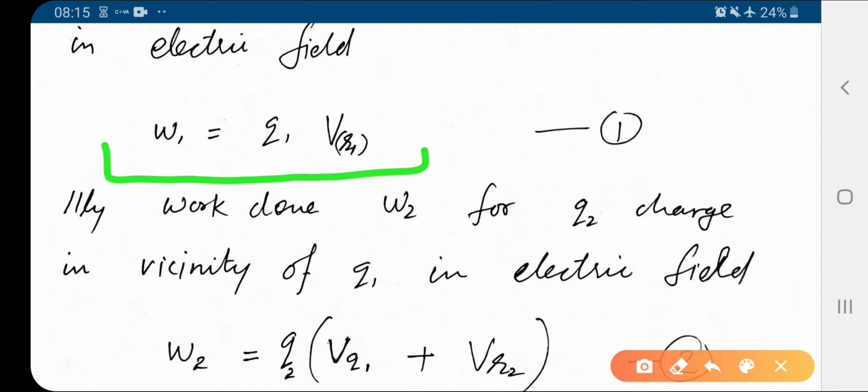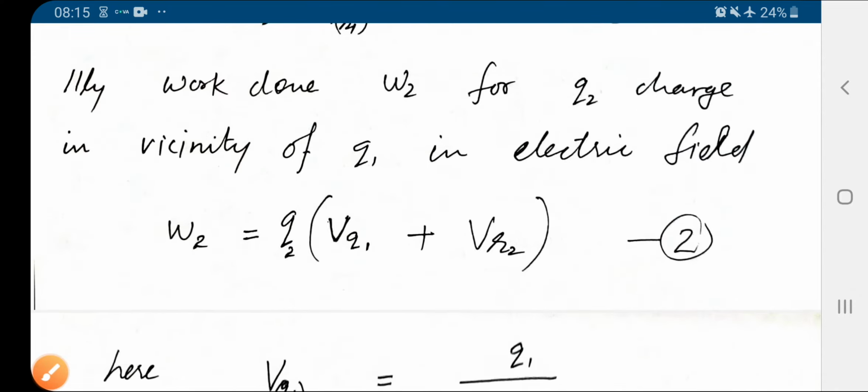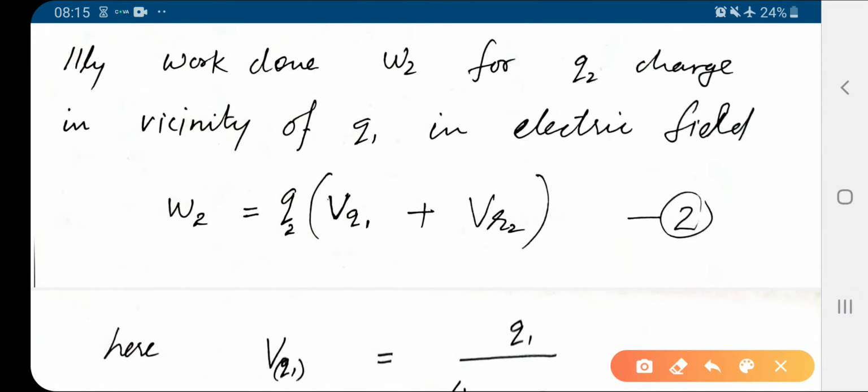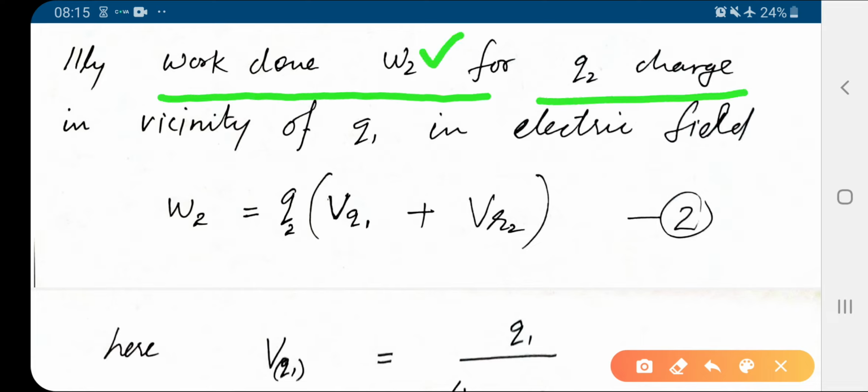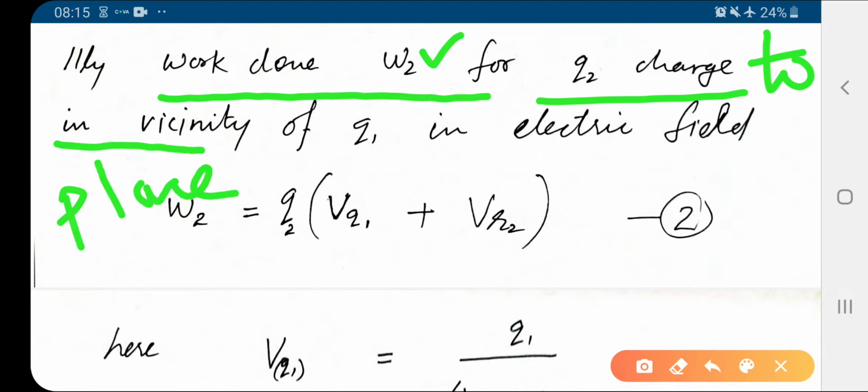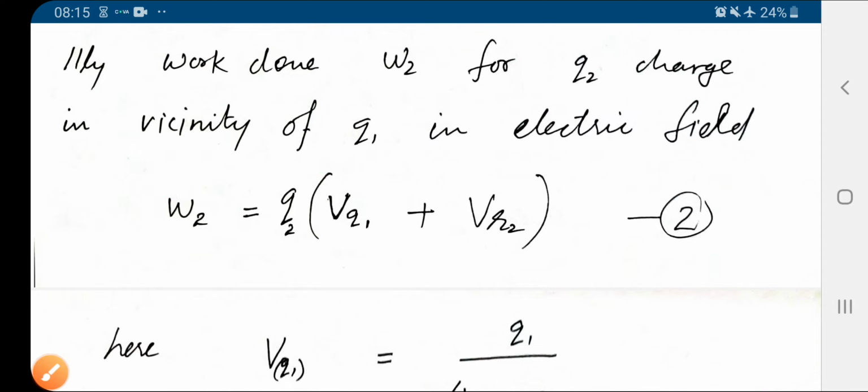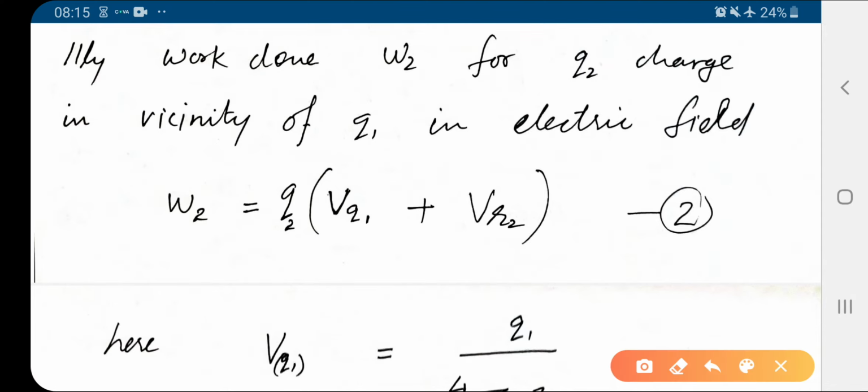Similarly, we will calculate the work done, that is W2, for charge Q2 to place in the vicinity of Q1, meaning place it near it in the same electric field. So in this case potential is because of two reasons.